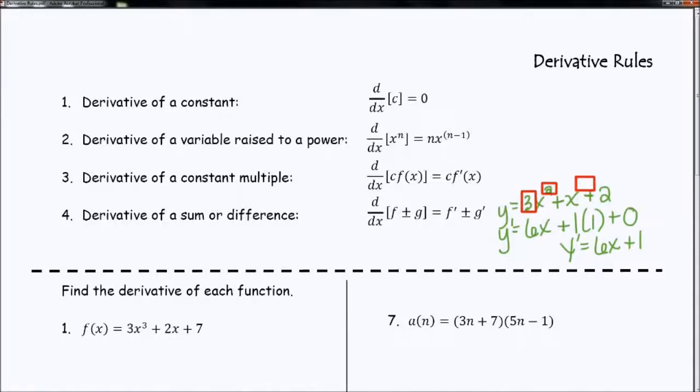So what I really have is y prime is equal to 6x plus 1. If you want to think about it for a linear function, anytime that I have this x right here, a linear function, the slope of a linear function is just going to be the coefficient in front of the x. If you just want to write down that number in front of the x, that's fine.